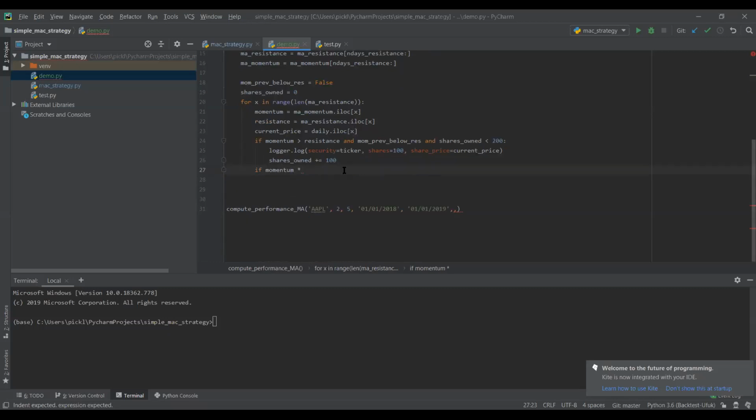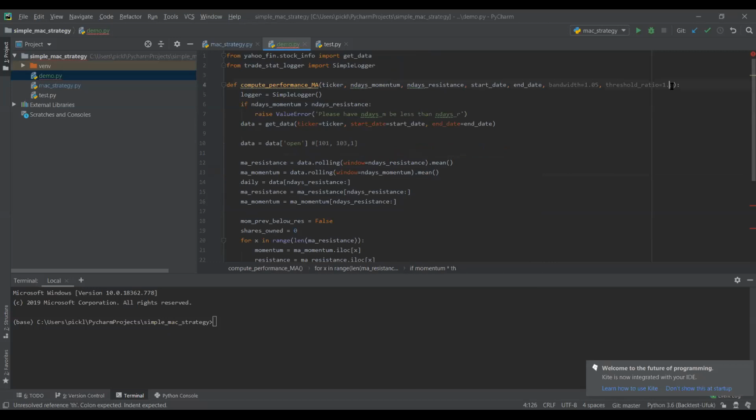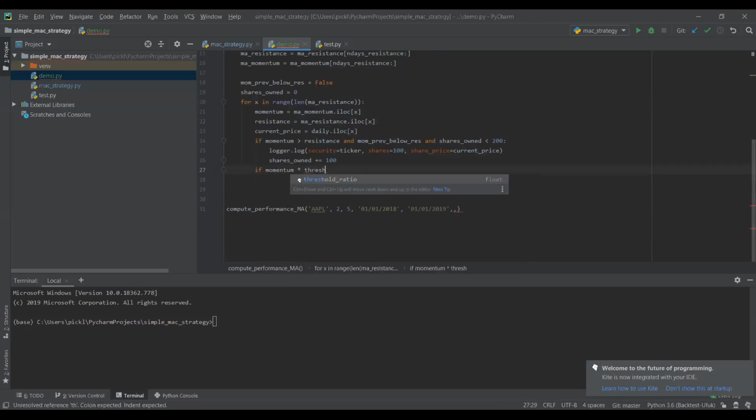So how do we know when we want to sell? We want to have a threshold value. Earlier we saw the threshold ratio here. In Python, when you have a keyword argument, you can set it to some value. If the user doesn't specify a threshold ratio, it automatically sets it to 1.3. So when the momentum is 30% higher than the resistance, then we want to sell.